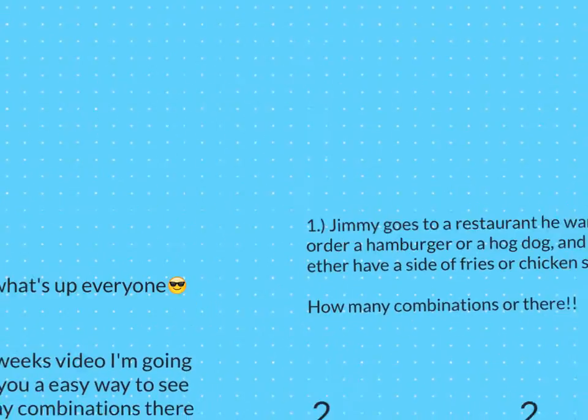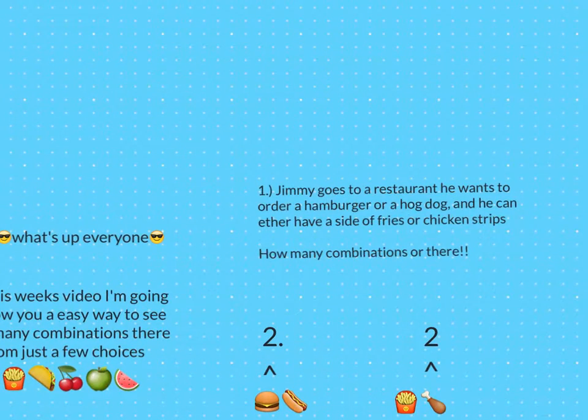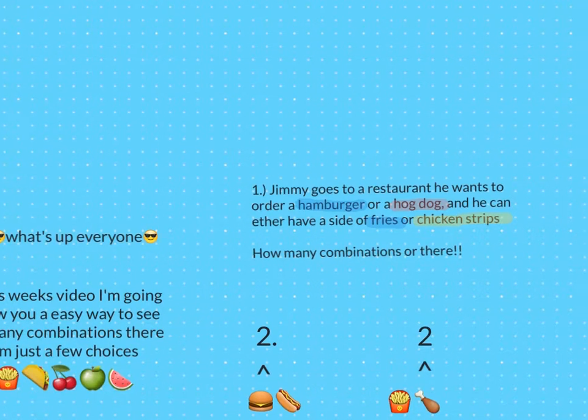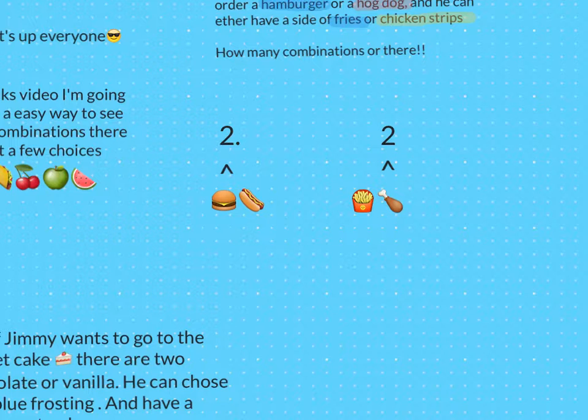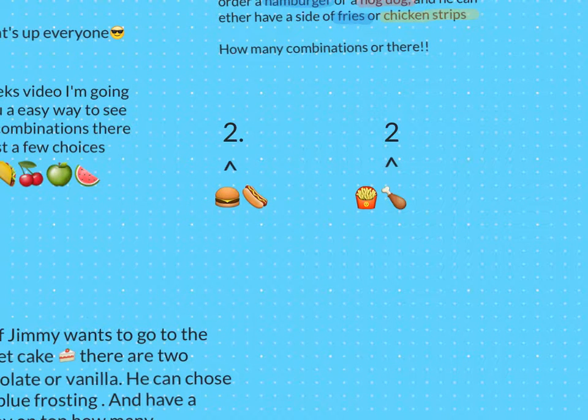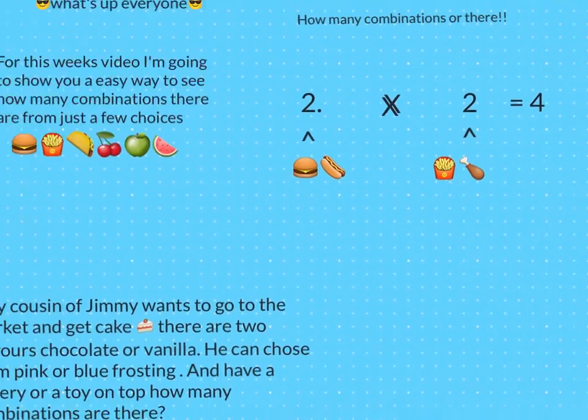So Jimmy wants to go to a restaurant. He wants to order a hamburger or a hot dog. He can have either a side of fries or chicken strips. How many combinations are there? So we have a hamburger and hot dog, and french fries and chicken strips. So there are two combinations in each section. We have 2 here and 2 here. So let's multiply those combinations together, and then we'll have 4.